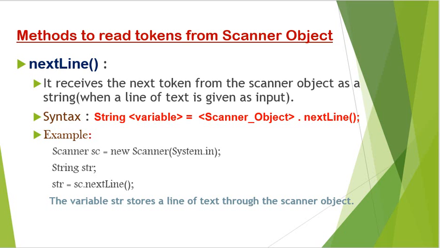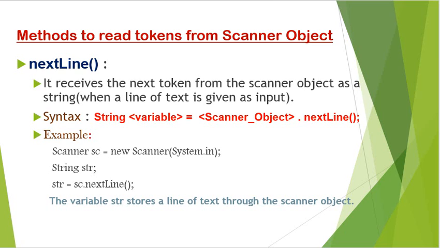So that is different from the next method. The next method accepts a word from the user as input, only a word. Even if we give a line of text as input, it only accepts a single word. After white space, it discards all the characters. And the nextLine method accepts a whole line as input from the user.